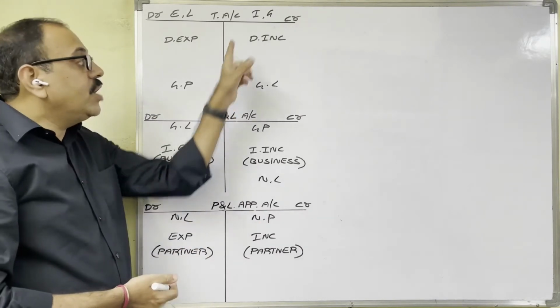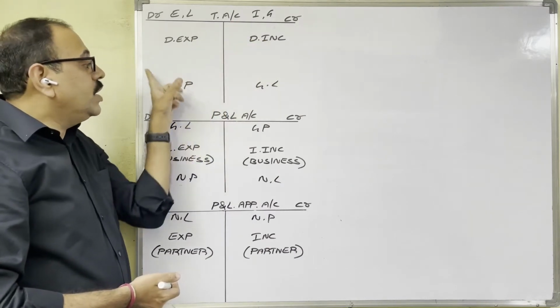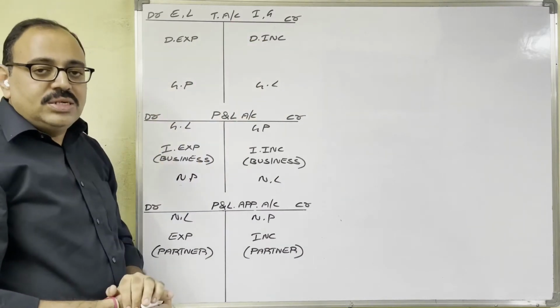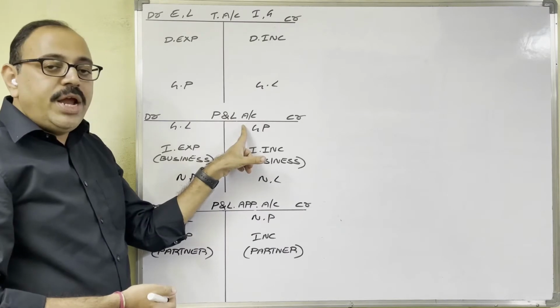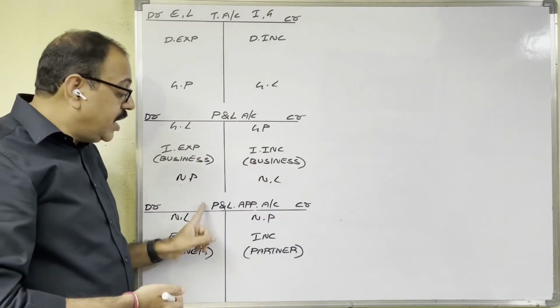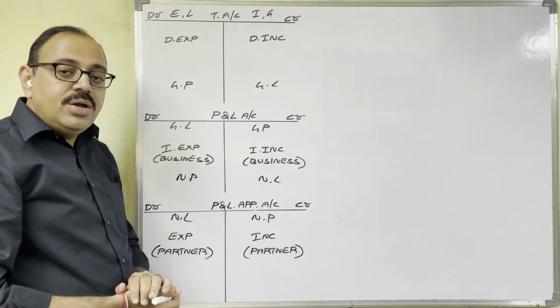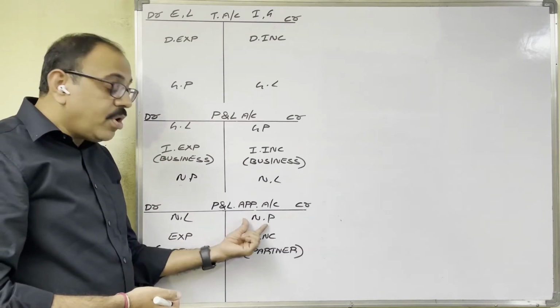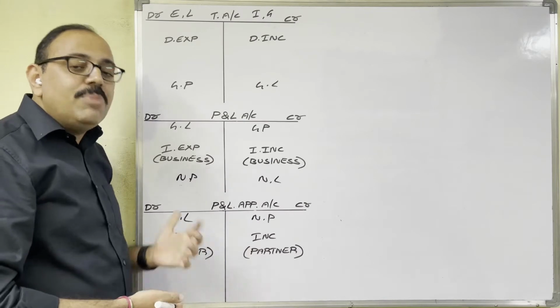So why is the trading account prepared? To know the gross profit or gross loss. Why is the P&L account prepared? To know the net profit or net loss. Why is the P&L appropriation account prepared? To know how the net profit is distributed among the partners.